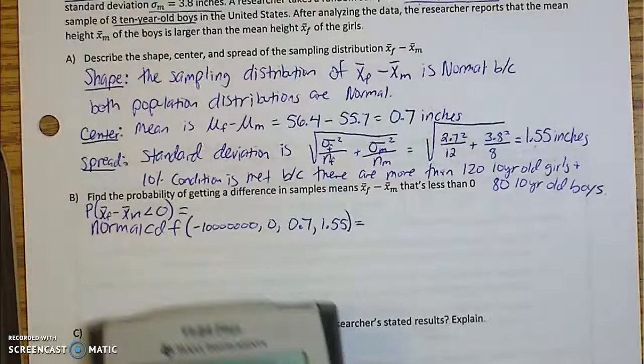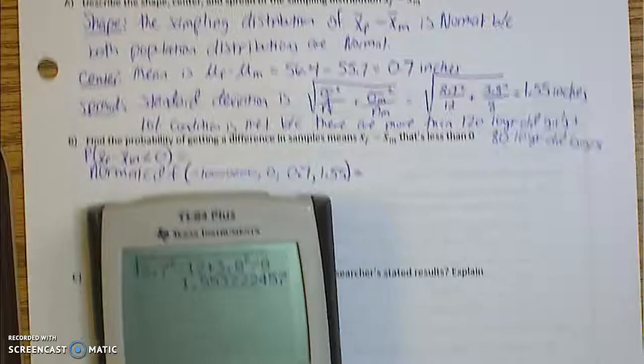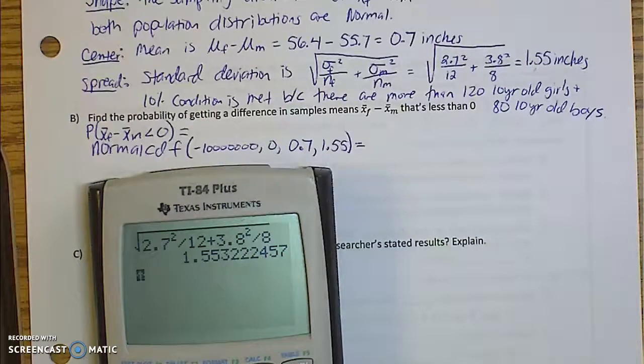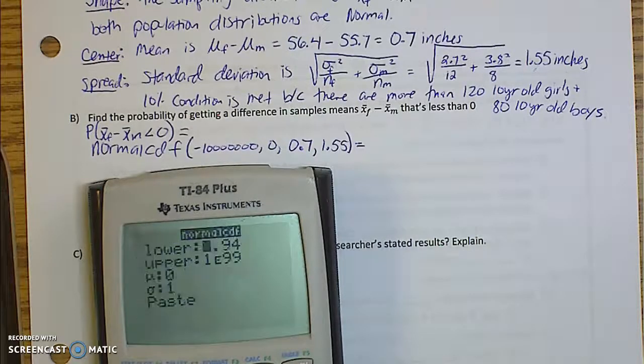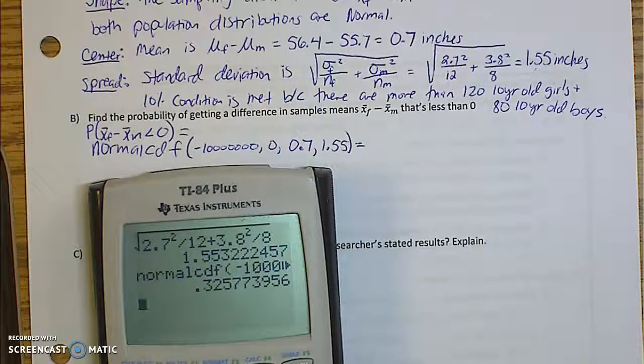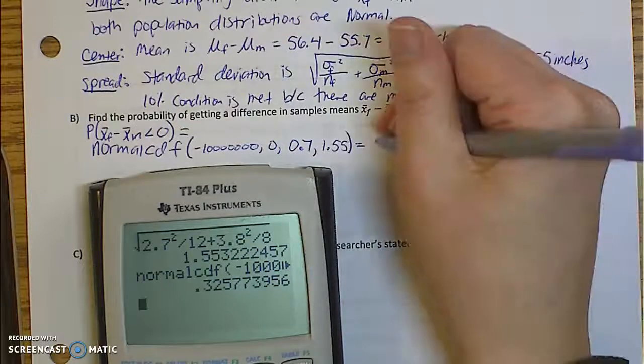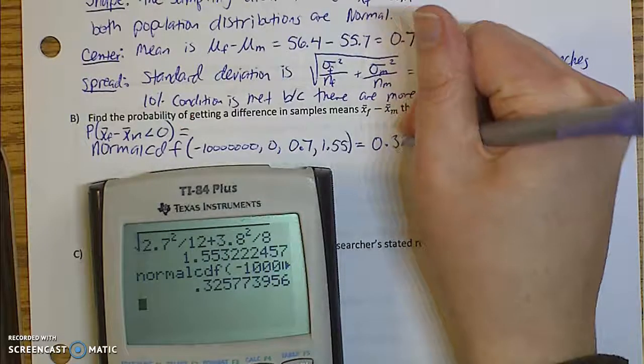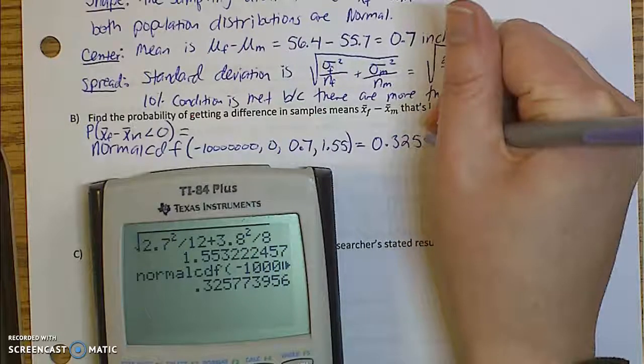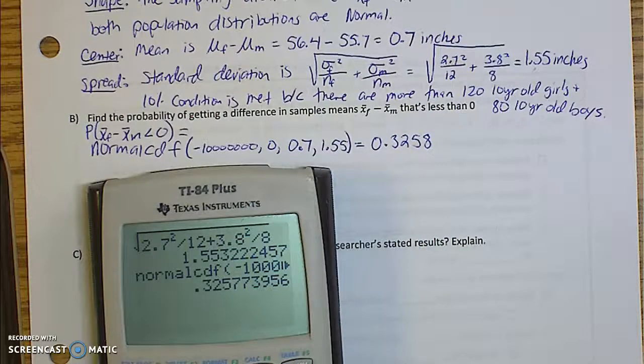Okay. So in my calculator, I'll go to normal CDF. My calculator asks me to enter things in. So negative, really small number. Upper number is 0. 0.7 is my mean. 1.55 is my standard deviation. And I get 0.325, and then that would round up to an 8. So that's the probability there.